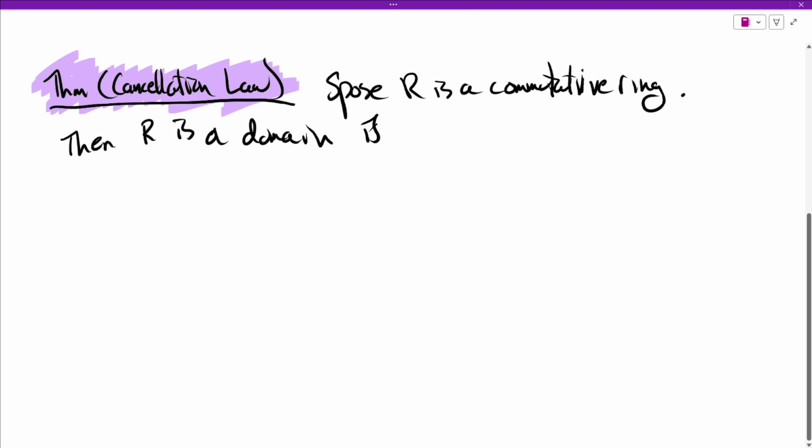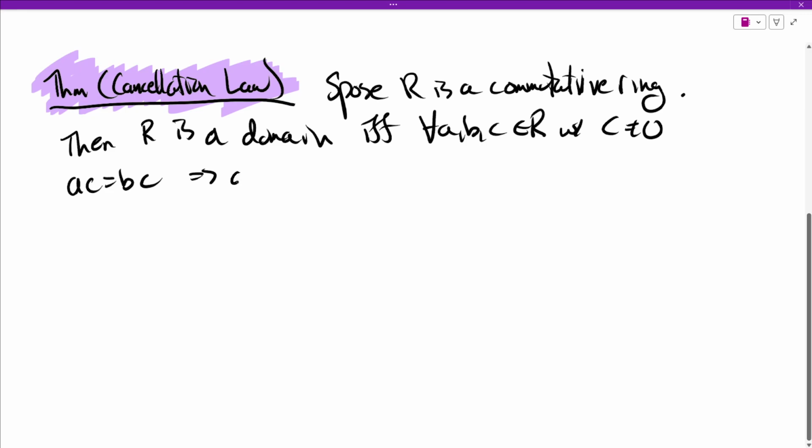If and only if for all A, B, C in R, with C not 0, AC equals BC implies A equals B. That is, we can cancel non-zero C's. And it's an if and only if. So domains imply cancellation, and cancellation implies domain. Okay, so you should think about this as a sort of a characterization of domains among commutative rings. Those commutative rings where the cancellation law holds.